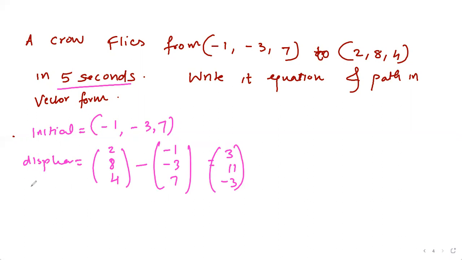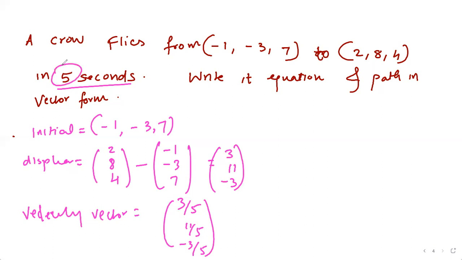So find out the displacement in 1 second, because you'll be putting the time parameter. So you need to use the velocity vector. So the velocity vector is basically (3/5, 11/5, -3/5), because this displacement happened in 5 seconds. You can't just take this as the direction vector, because whenever it is a motion problem, remember, r equals a plus lambda b, or r equals a plus tb. b is always the velocity vector.